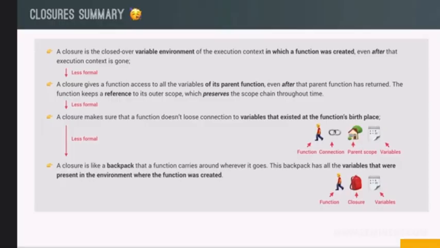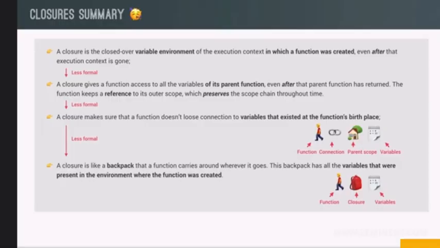And another definition, or let's say analogy, is that a closure makes sure that a function never loses connection to the variables that existed at the function's birthplace. It remembers the variables even after the birthplace is gone. It's like a person who doesn't lose connection to their hometown. In this analogy, the person is the function and the hometown is the function's parent scope. And the function then does not lose the connection to the variables stored in that parent scope. And I hope that this makes sense.